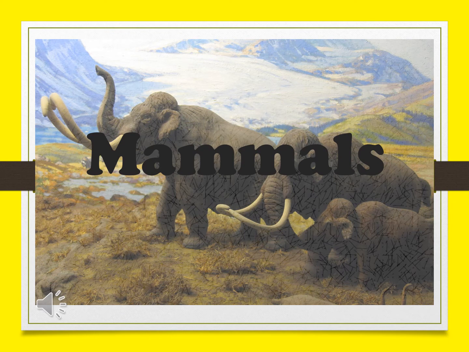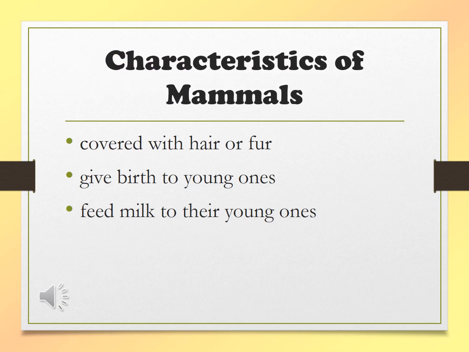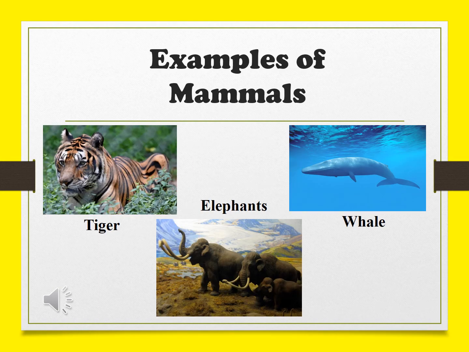Mammals. Do you see this huge animal in front of you? Yes, that's a mammal. Let's find out the special features of mammals. Mammals are the animals who give birth to young ones, and they feed milk to their young ones. Their body is covered with hair or fur. The examples of mammals include tiger, elephants, and whale. These are the animals who give birth to their young ones and feed them milk. Isn't it amazing?